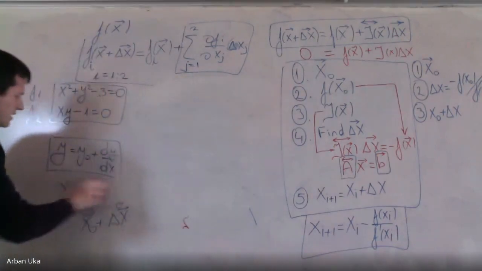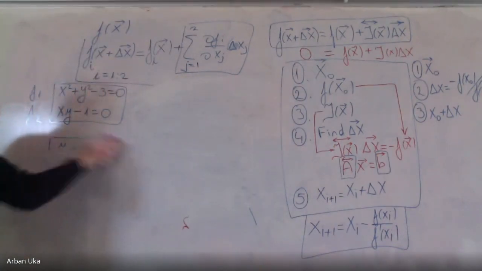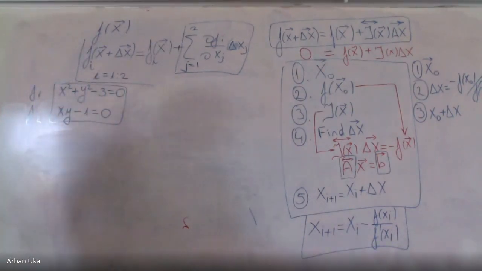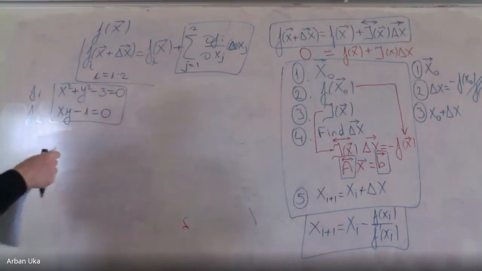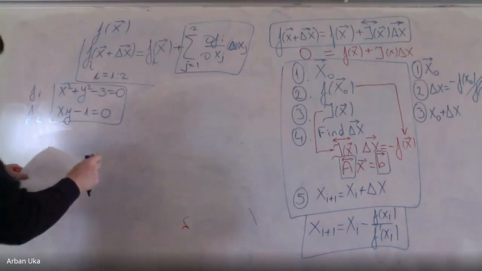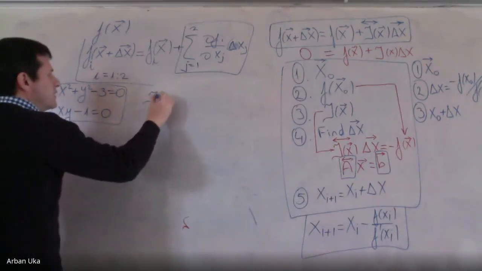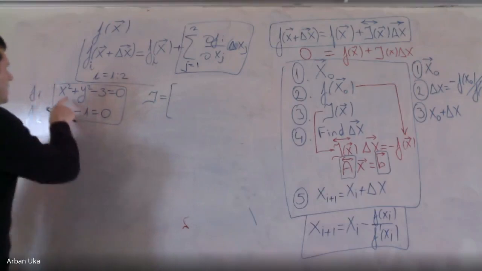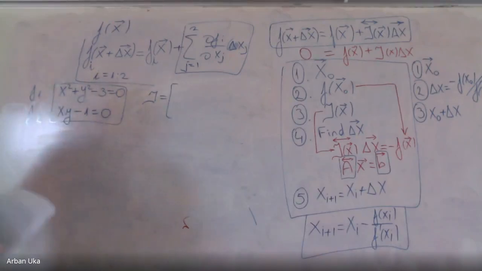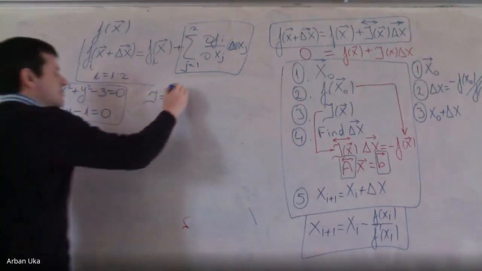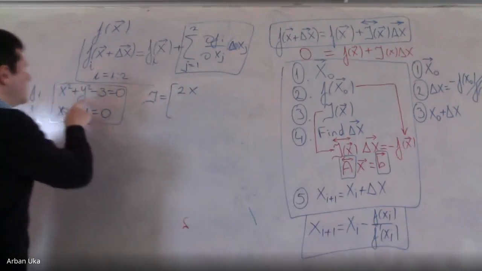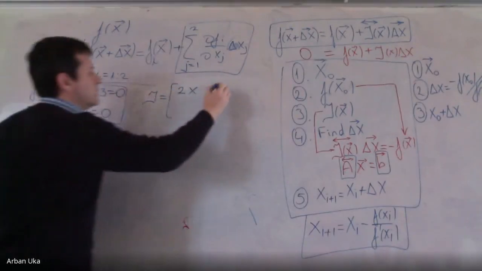Let's erase this and let's go back to the example that we had. So we have this example, and the first thing that we need to do is find the Jacobi matrix. Now, what is the Jacobi matrix? It is the derivative of the first function with respect to x, which is 2x, and the derivative of the first function with respect to y.